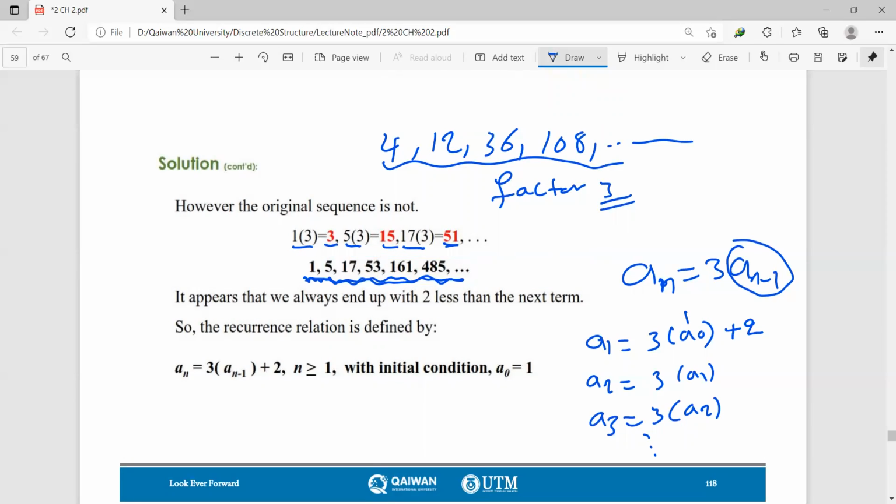Okay, we let a_0 be 1. This is the first term. For finding the second term, we multiply the first term by 3. That's the factor. Then what else should I add for the formula? I should add 2 also. Let us take a look. So it's 5. This is a_1. And here we have 3 times a_1. a_1 is 5, which is 15.